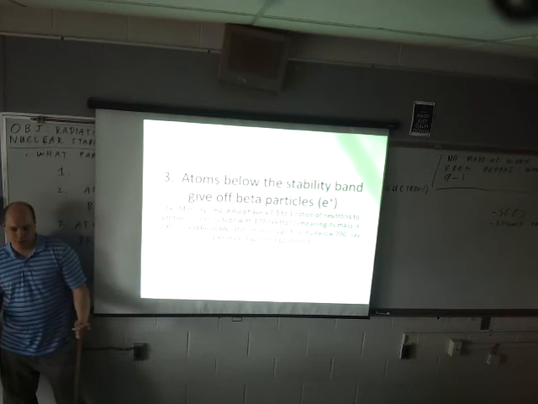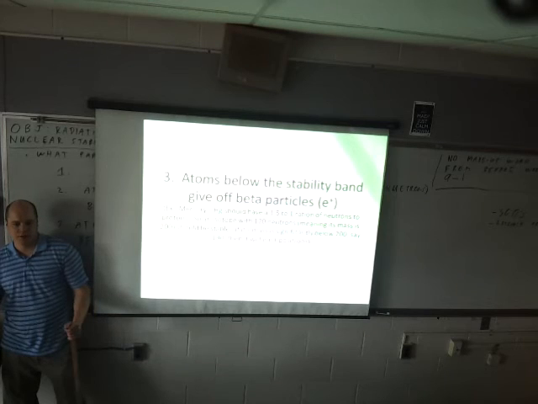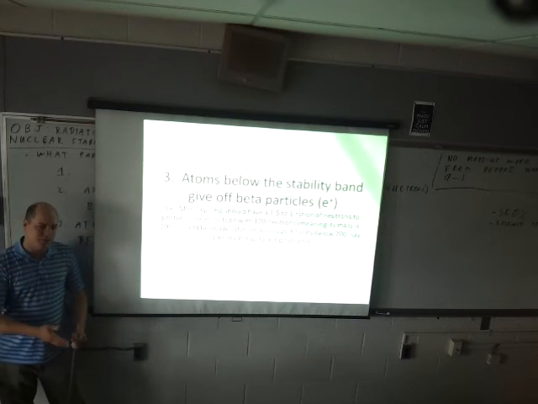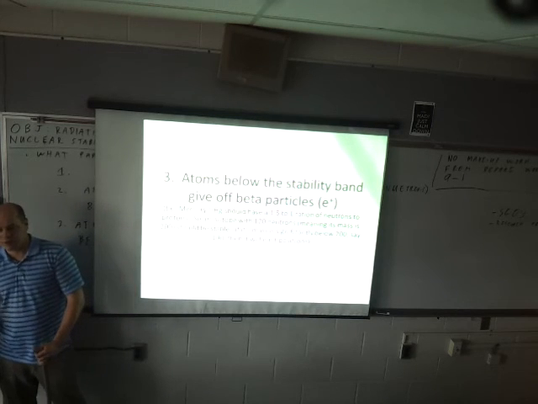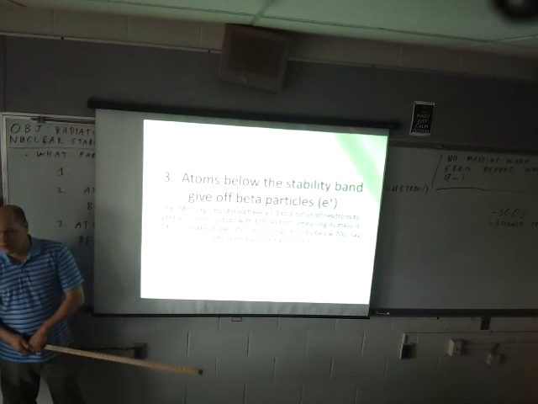And that's it. Those are your three rules. Over atomic number 83 gives off alpha particles. Above the stability band, too many neutrons, gives off electrons. Below the stability band, gives off positrons. That's it. Questions?